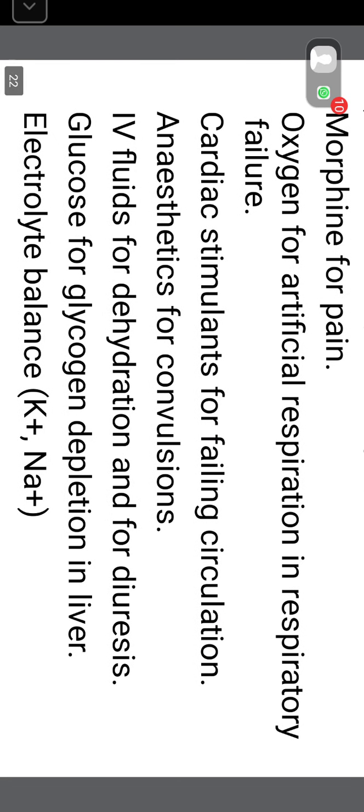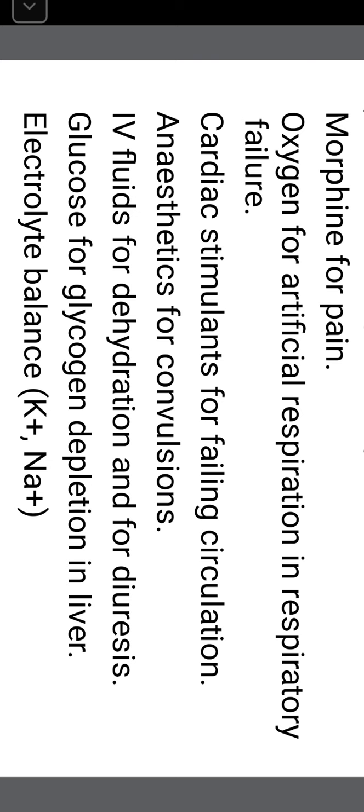Then anesthetics for convulsions, that we have seen, that is an antidote having exactly opposite action. So if the patient is having convulsions, as happens in Nux vomica or strychnine poison, what do we go for? We go for an anesthetic that will sedate the patient, will anesthetize the patient, will make the patient calm and will cause relaxation of all the muscles.